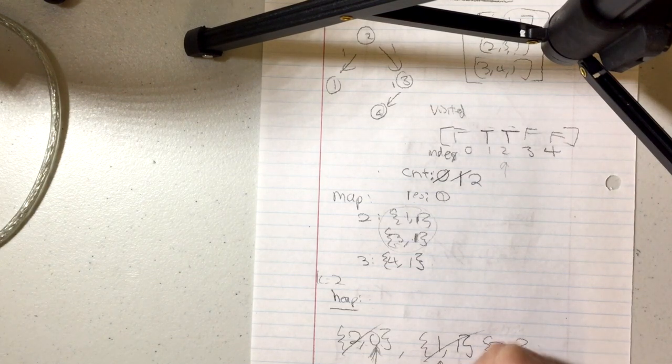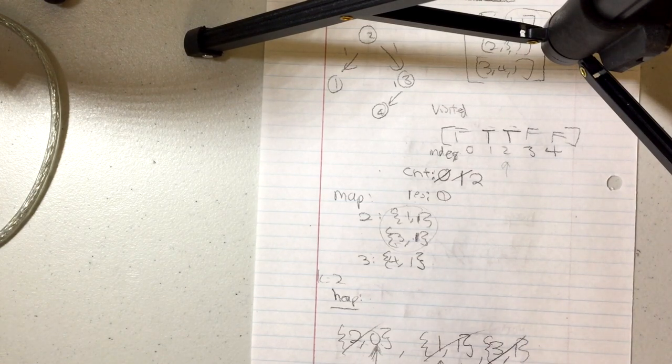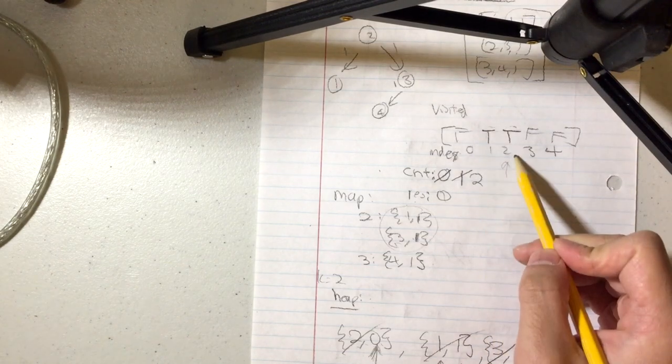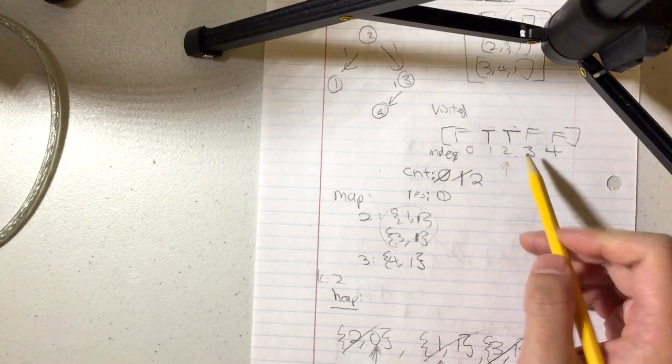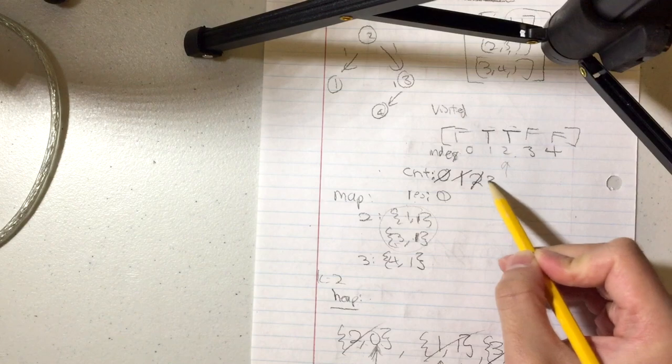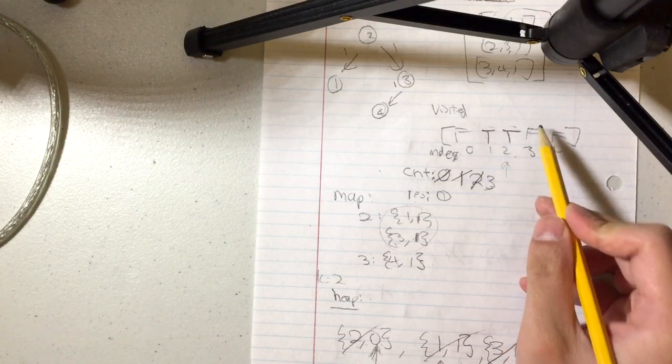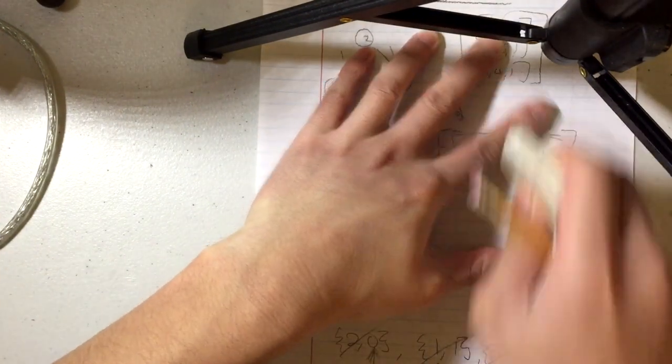Then we come back to the top. Is it empty? No, it's not. We haven't visited all the nodes yet. So we're going to pop the next value, 3, 1. Did we visit 3 yet? We did not. So we're going to increase our count by another one, so now count equals 3. And we're going to set 3 to be true.